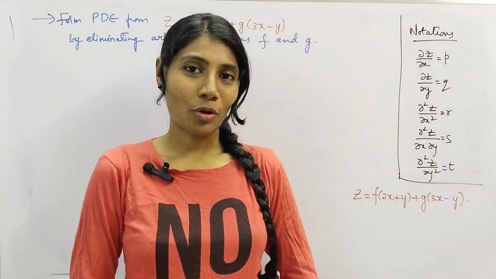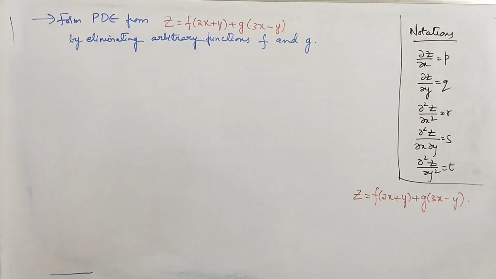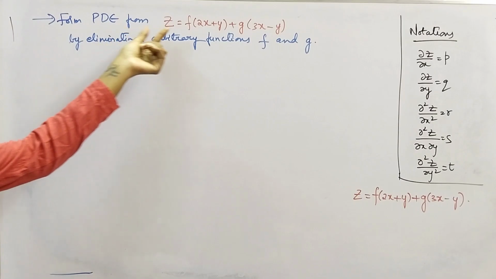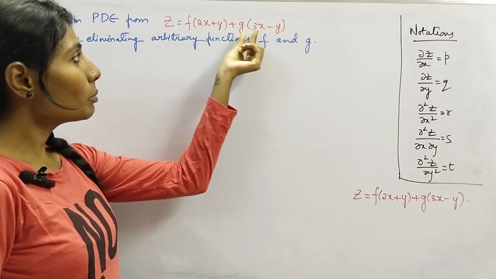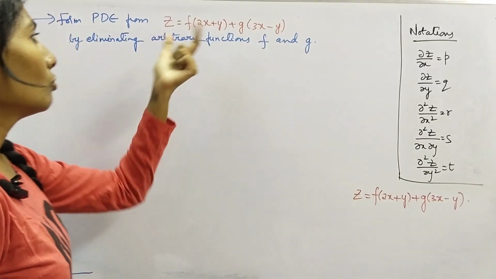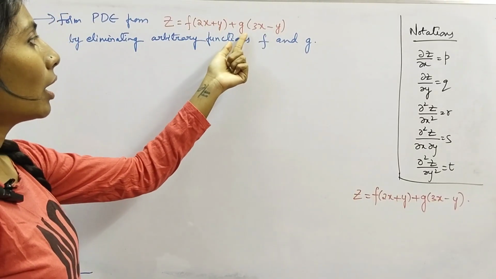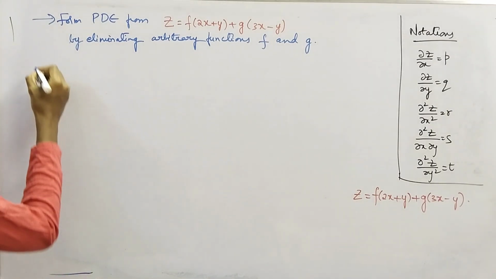In this video, we're going to see a problem from partial differential equations. So let's get going. Problem. Form partial differential equation from z equal to f of 2x plus y plus g of 3x minus y by eliminating the arbitrary functions f and g. We are given a relation and we are asked to form a partial differential equation by eliminating this f and g. Let's see.